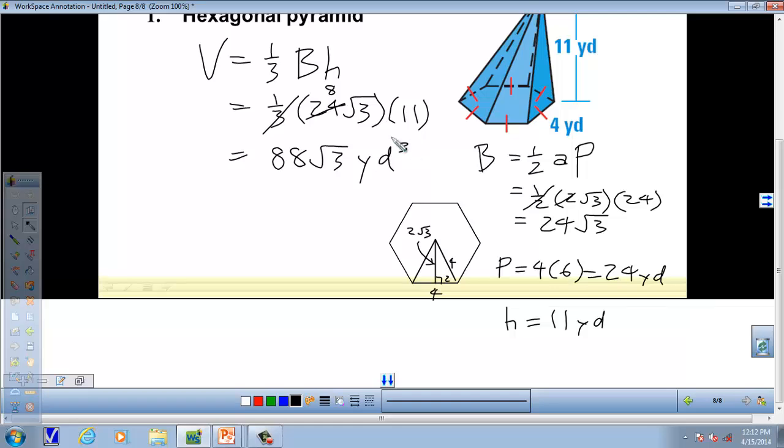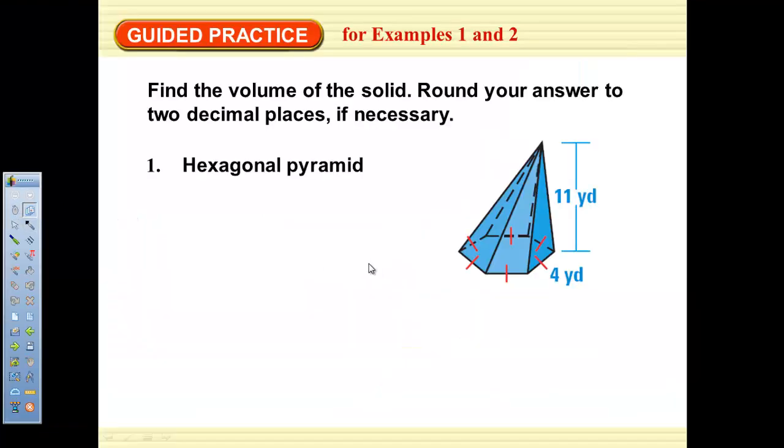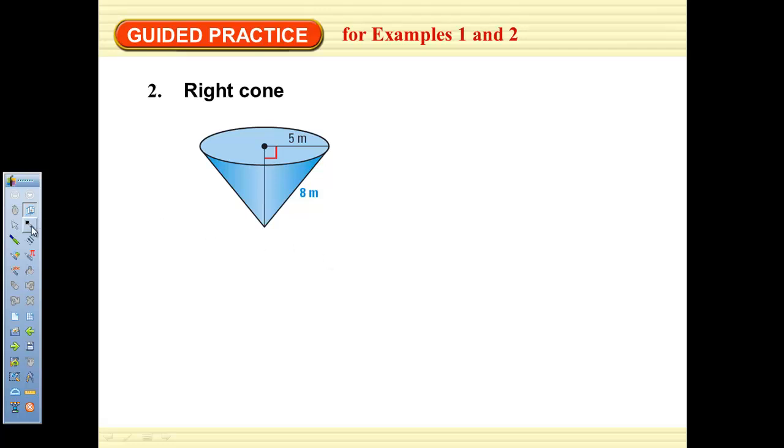If I then get my calculator and I do 88 times rad 3, I get 152.42 cubic yards. Okay? 152.42. Here's another one with a right cone.